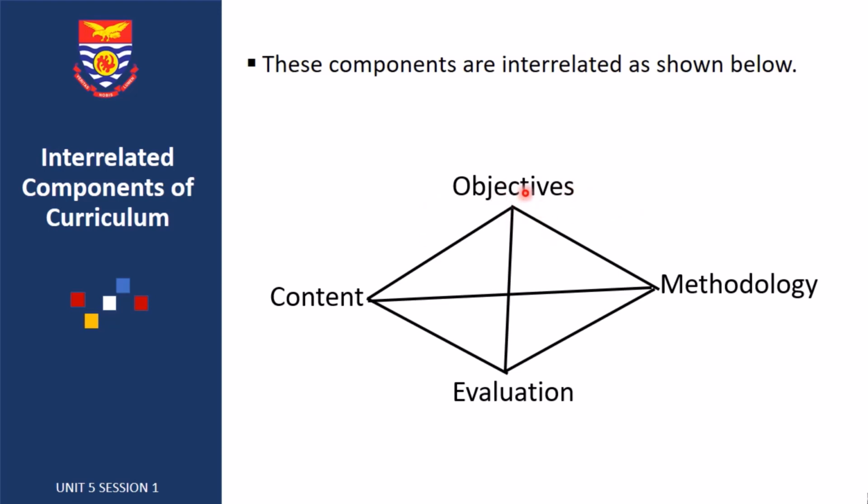It means the kind of objectives that has been stated will influence the methodology that will be used. Our evaluation will also help us find out whether our methodology was effective or not. And the same evaluation can help us to find out whether we have achieved the objectives. Now, the same objectives can help us to know whether we are really giving out the prescribed content to the learners. And we can do the evaluation again to find out whether the prescribed content is what was given to the learner. So you realize that all these four components interrelate or interdepend on one another.